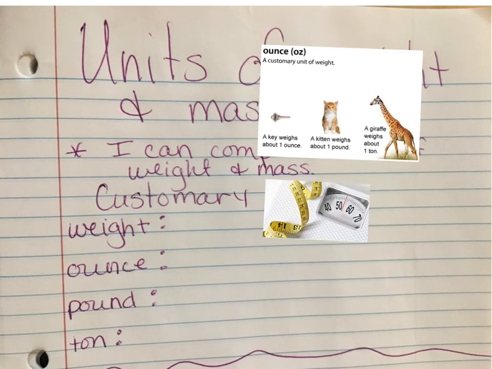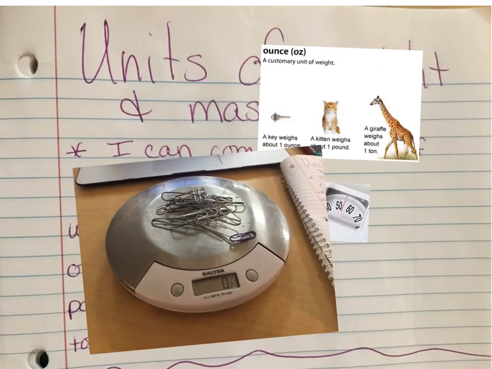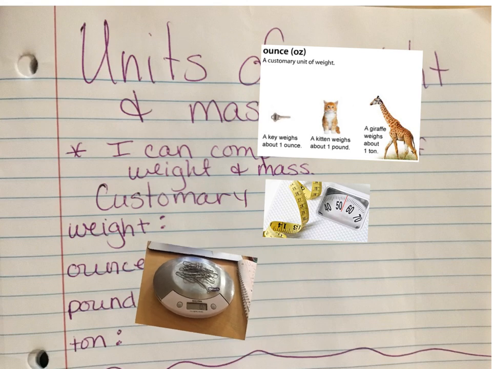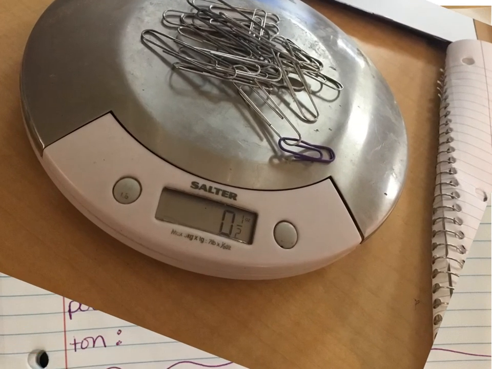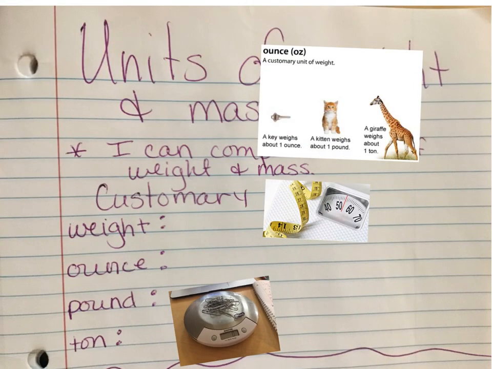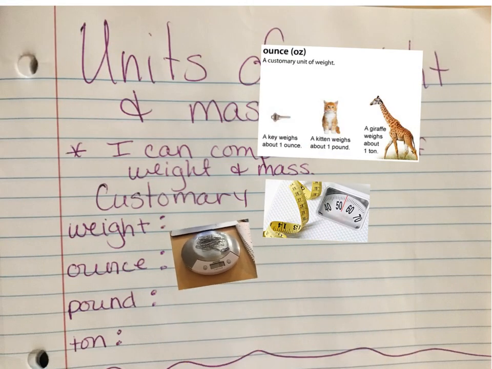So you can kind of see the comparison between those 3. Something that would weigh about an ounce is, of course, a key, but I also took a picture of this. I had a whole bunch of paper clips and I put them on my scale. And on my scale, if you look real close, it says only about a half an ounce. Even all of these paper clips is only about a half an ounce. An ounce is pretty substantial.